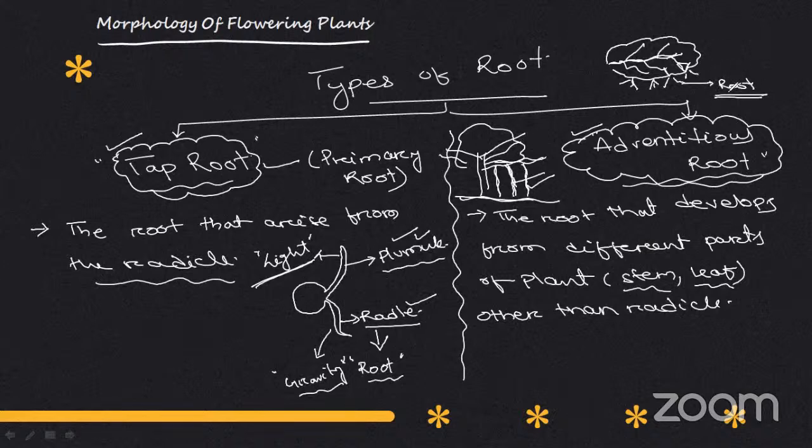Then this is not a taproot. This is called an adventitious root. What is an adventitious root? The root that develops from different parts of the plant, but not from the radicle, is called an adventitious root. I think you are all clear about the difference between taproot and adventitious root. Right?